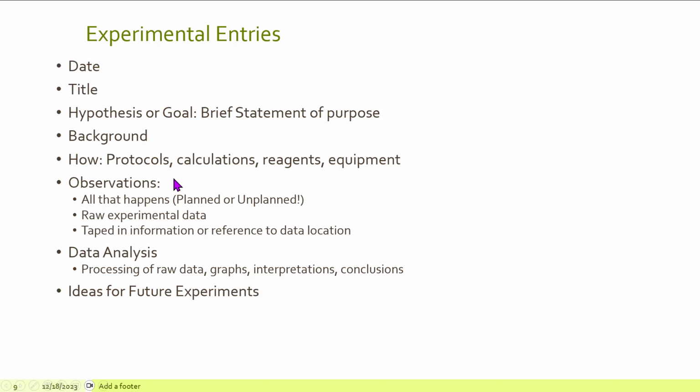So maybe you had something unplanned that happened. The incubator wasn't at the right temperature, and so you did your incubation at 5 degrees less than you had planned to do, something like that. So that you know when you go back, if it didn't work, what you want to change for the next time, which will give you the ideas for future experiments.